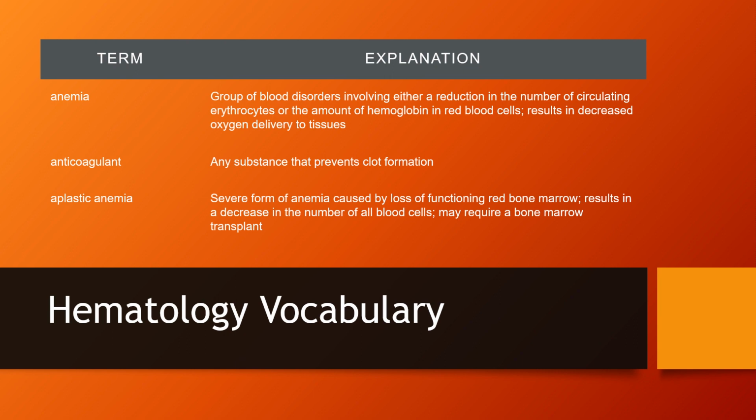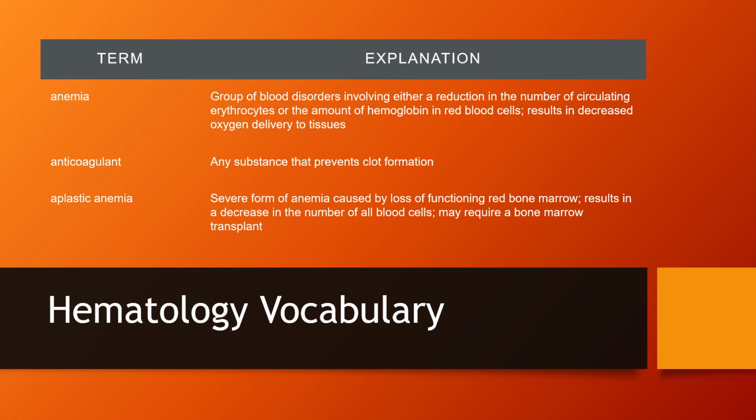Now let's go through some hematology vocabulary. Anemia is a group of blood disorders involving either a reduction in the number of circulating erythrocytes or the amount of hemoglobin in red blood cells. The result of this is that there's a decrease in oxygen that's delivered to tissues.